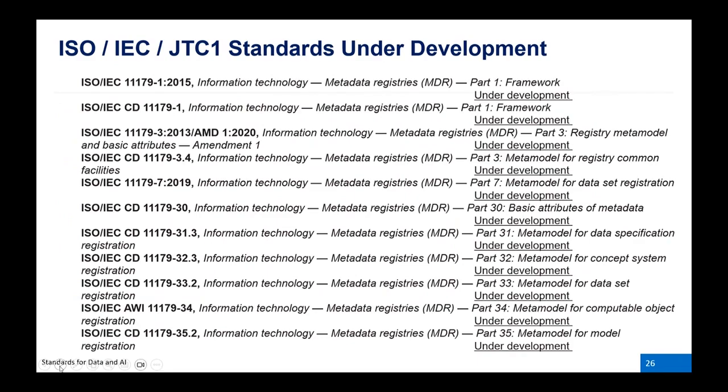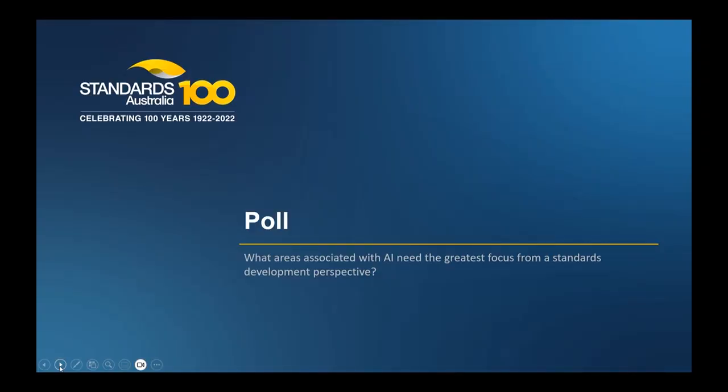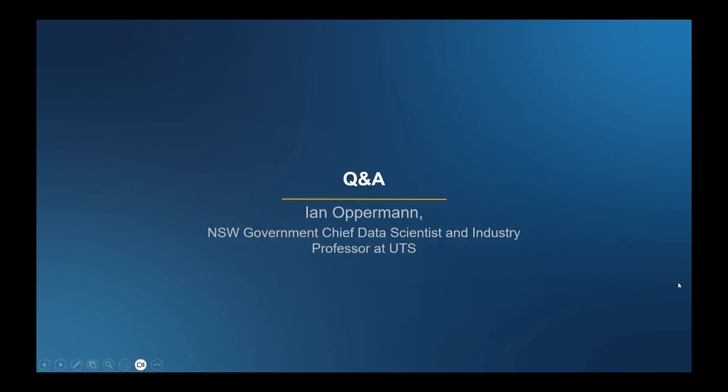Next slide, please. All right, so now we're going to have a go at the polls. Everything is running completely smoothly today, so I'm going to have one more go at the poll. What areas associated with AI need the greatest focus from a standards development perspective? And that's assuming, of course, that in that first question about are there standards for AI, you actually said yes, and had some awareness of them. Now we're asking the question, what areas associated with AI need the greatest focus from a standards development perspective? And I'm looking to my colleagues for a thumbs up. Is the poll working? Poll's working. Okay, all right.